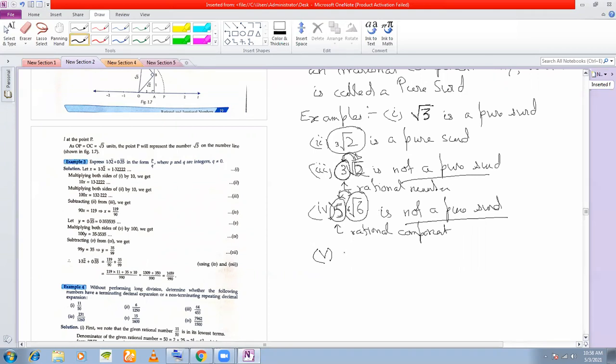Next, suppose I write 5 root 3. Then this is not a pure surd. Understood? Because root 3 was a surd, but you have a product with a rational number. Therefore, it is not a pure surd. Now understood? Yes, sir. I have understood. Next is mixed surds.